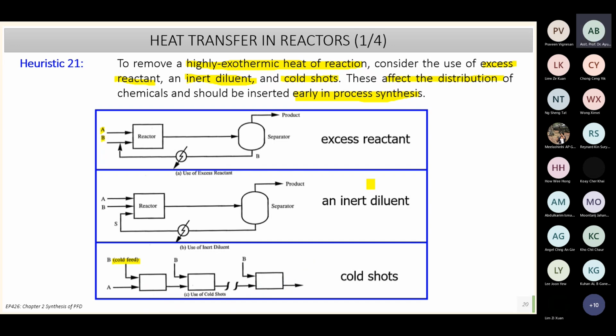So there are three alternatives for highly exothermic heat of reaction. You can use excess of reactant, inert diluent, or cold shots. It is not limited to only one. Perhaps you can combine these methods. Any questions so far?